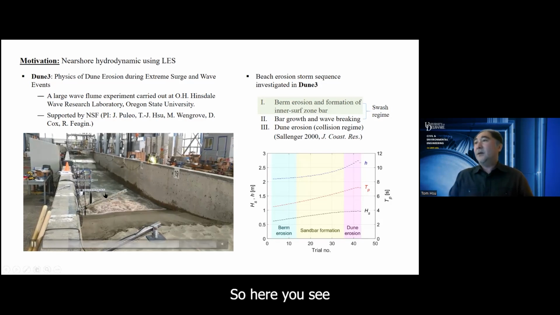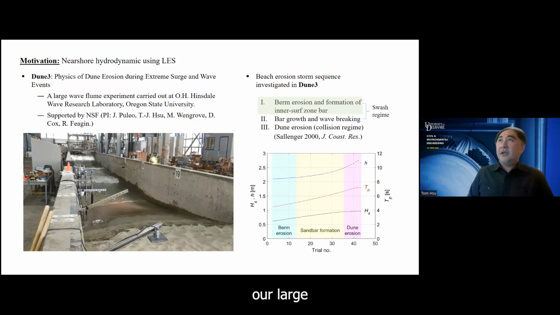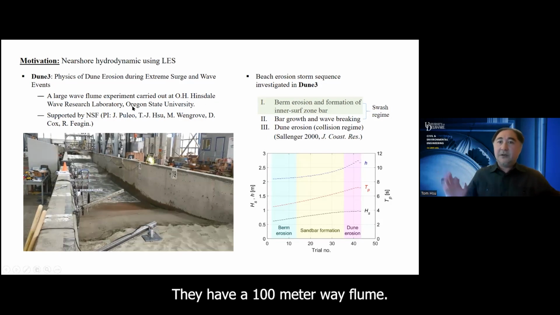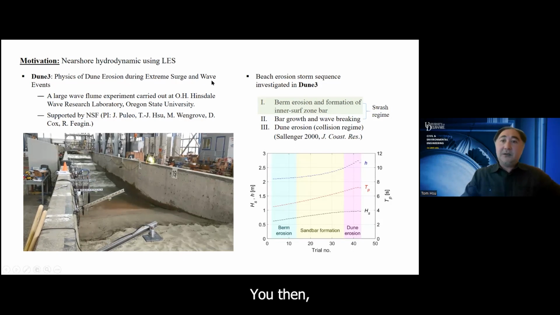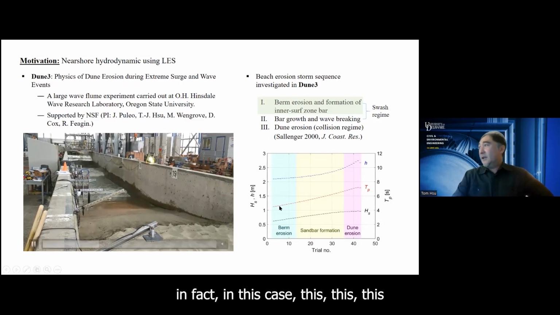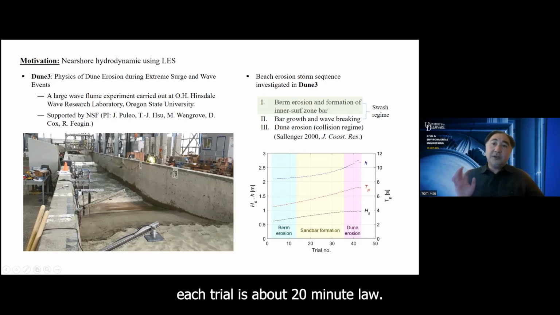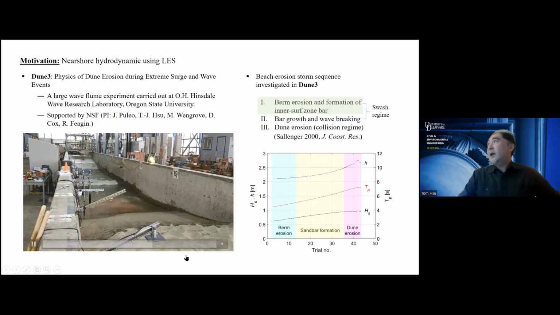So here you see a video taken a few years ago from our large wave flume experiment carried out at Oregon State University. They have a 100-meter wave flume. The goal of this study is to study beach erosion during an extreme storm and surge event. In fact, this whole experiment consists of about 40 trials. Each trial is about 20 minutes long. And here you see this video from a particular trial.